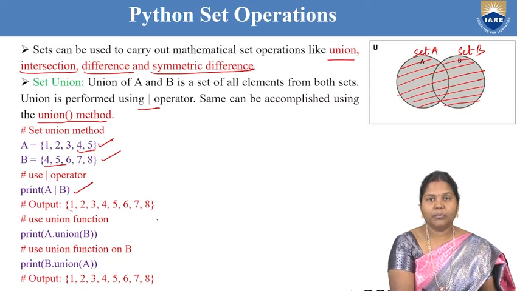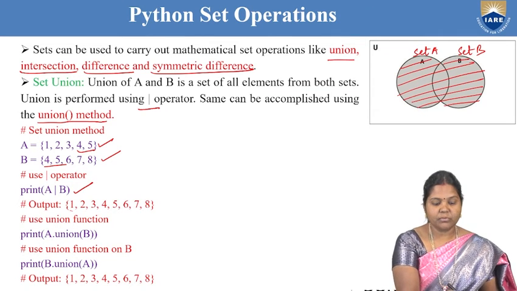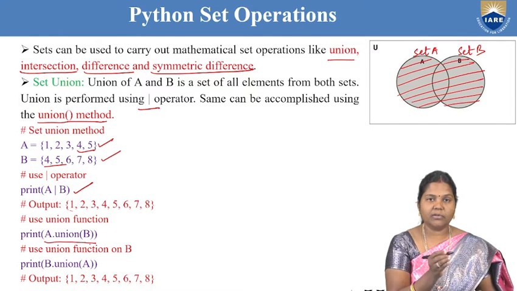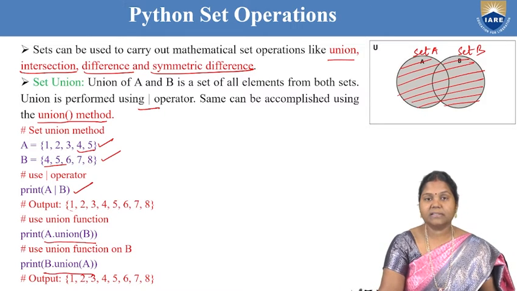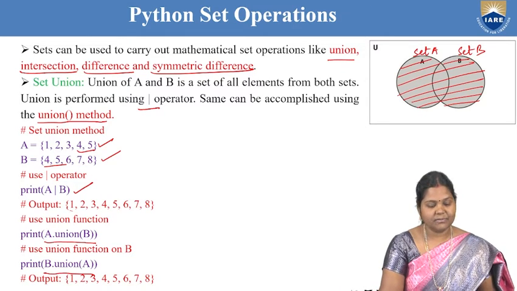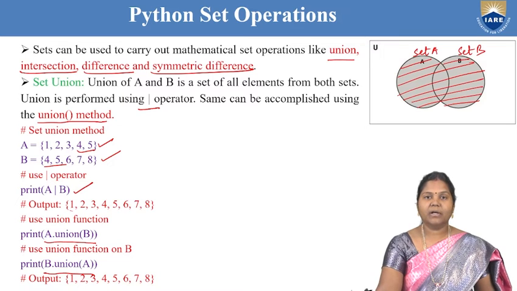Same thing you can do with the union function also. You can write A dot union of B. That means A is already there and you are uniting with B. Otherwise, you can write B dot union of A. In both the cases, you will get the same answer. So, this is called the use of the union function.